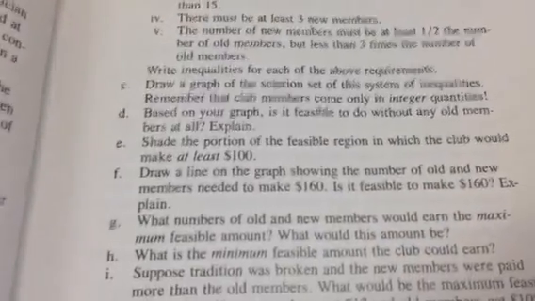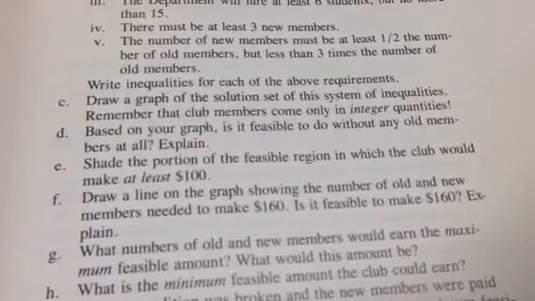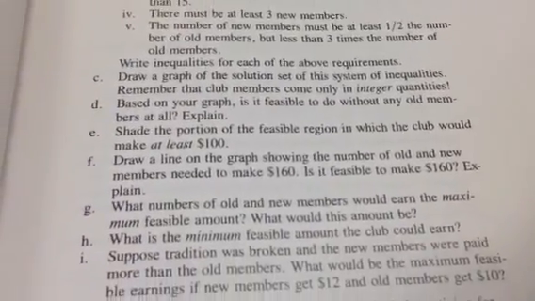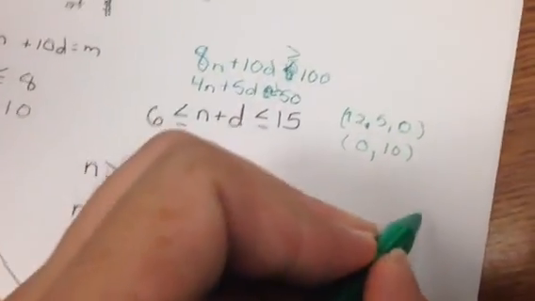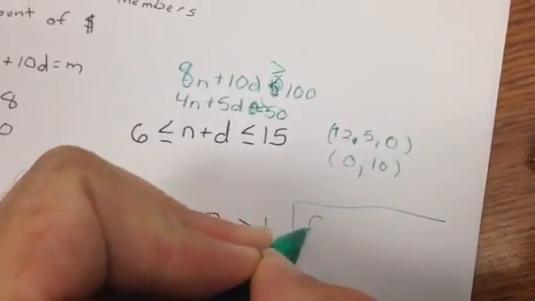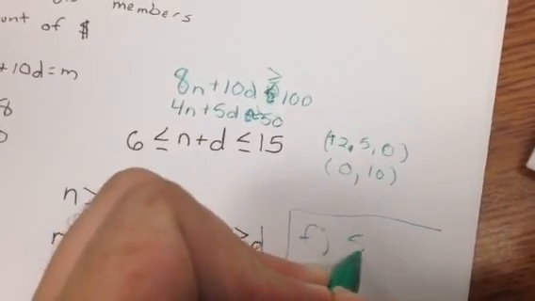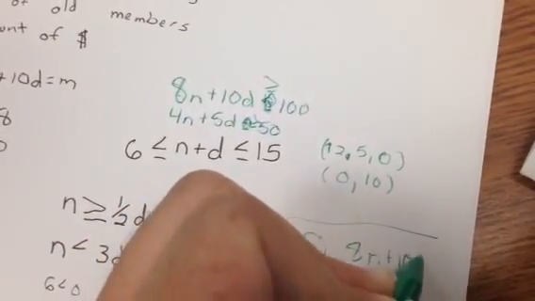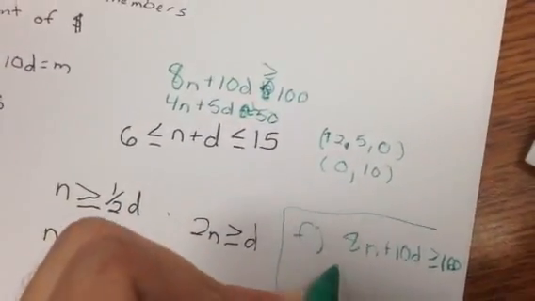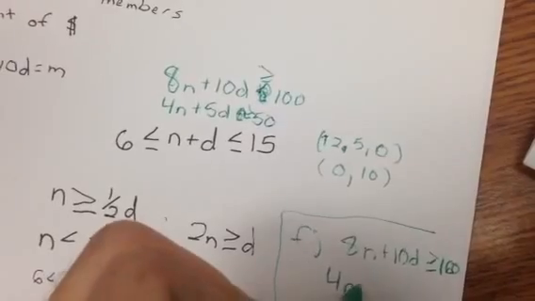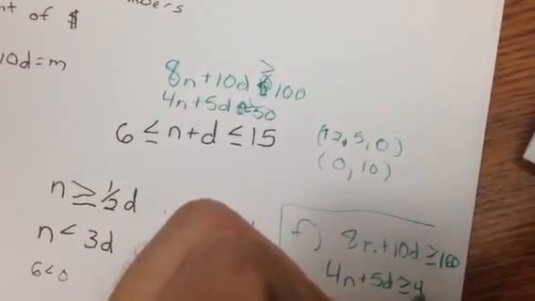Now it says on F, draw a line on the graph showing the number of new and old members needed to make $160. Is it feasible to make $160? We need to explain. So if we change this equation, and this is part F, we had 8n plus 10d being greater than or equal to 160. We could divide by 2 off the start, 4n plus 5d is greater than or equal to 40. Nope, sorry, 80.